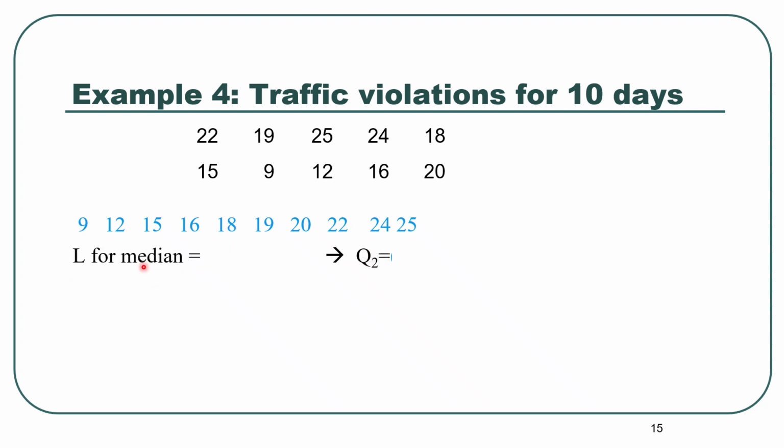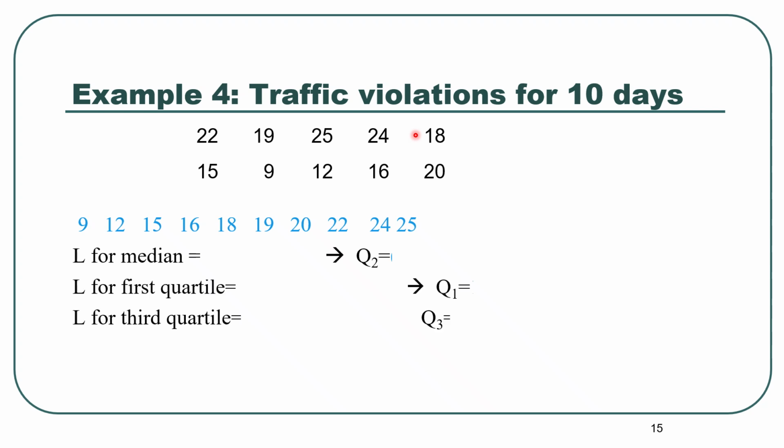So L for the median would be what? It would be this. These are 10. So 10 times 50 over 100. It's gonna be what? It's gonna be 10 times 50. It's gonna be 500 or so.